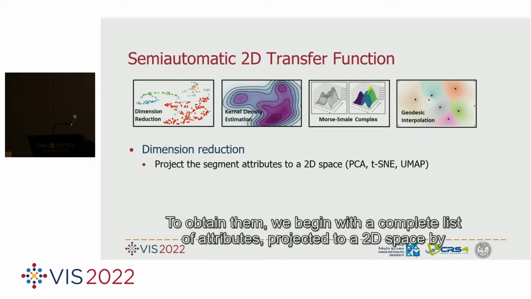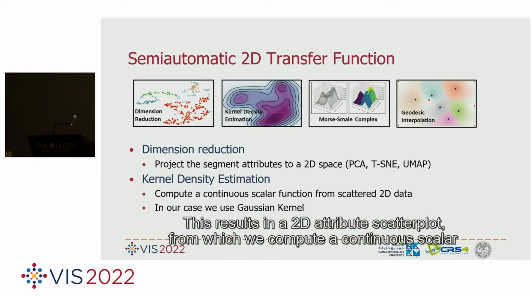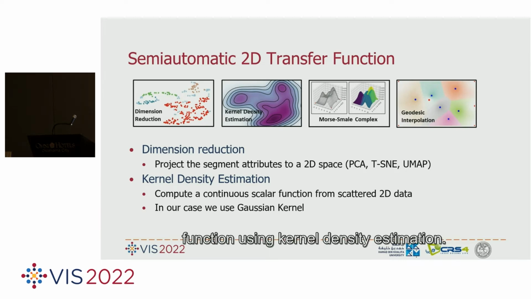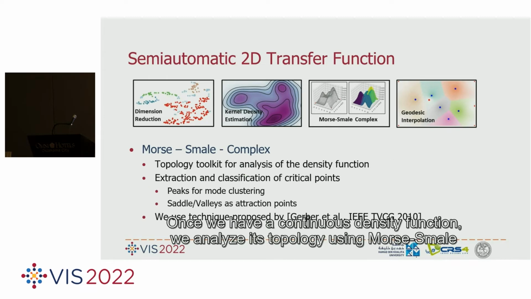To obtain them, we begin with a complete list of attributes projected to a 2-dimensional space by means of dimension reduction such as principal component analysis, t-SNE, or UMAP. This results in a 2D attribute scatter plot from which we compute a continuous scalar function using kernel density estimation. Many kernels can be used, and in our preliminary experiments we consider Gaussian kernels. Once we have a continuous density function, we analyze its topology using Morse-Smale theory.